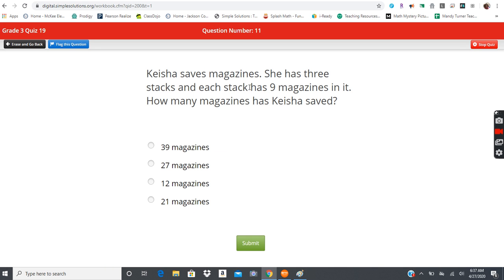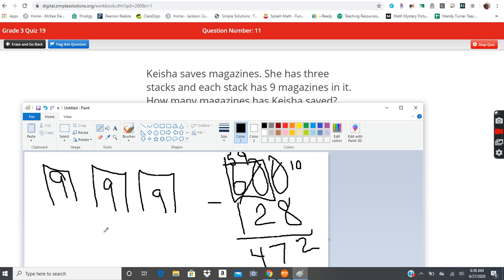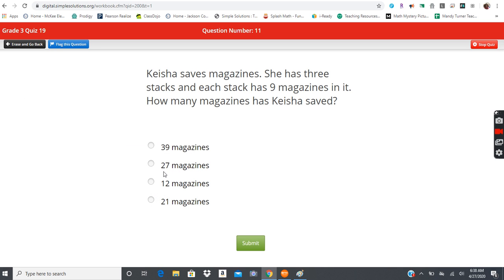Keisha saves magazines. She has 3 stacks, and each stack has 9 magazines in it. How many magazines has Keisha saved? Okay, so if she has 3 stacks, 1, 2, 3, and she has 9 in each stack, that is the same thing as 3 groups of 9. 9, 18, 27 magazines. Lots of multiplication today.